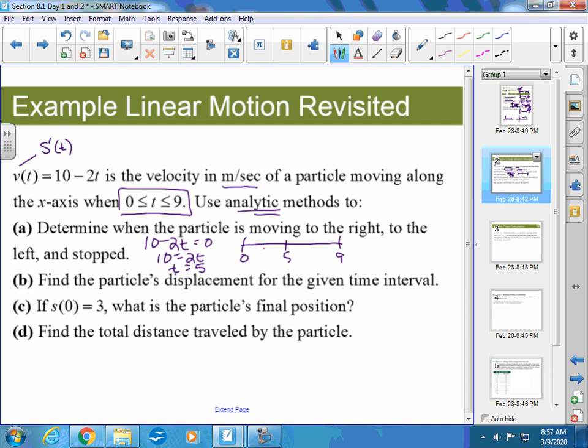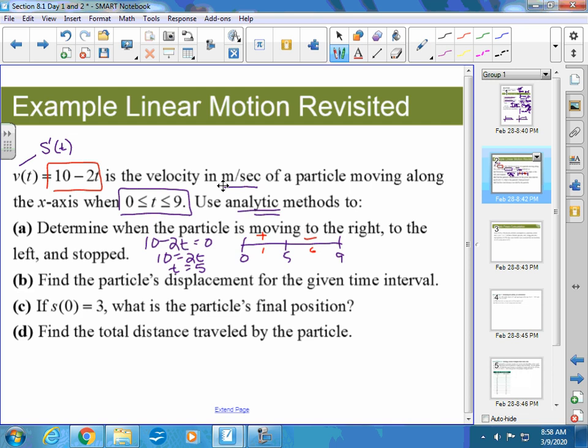I pick a number in here, like maybe 1. I changed colors, notice. Remember, we talked about that earlier. Pick a number in here, maybe 6, 7, 8, somewhere in there. And then I go back to this function, which is the derivative, and I plug it in. 10 minus 2 is 8, which means positive. Plug a 6 in: 10 minus 12, negative 2, so it's negative.